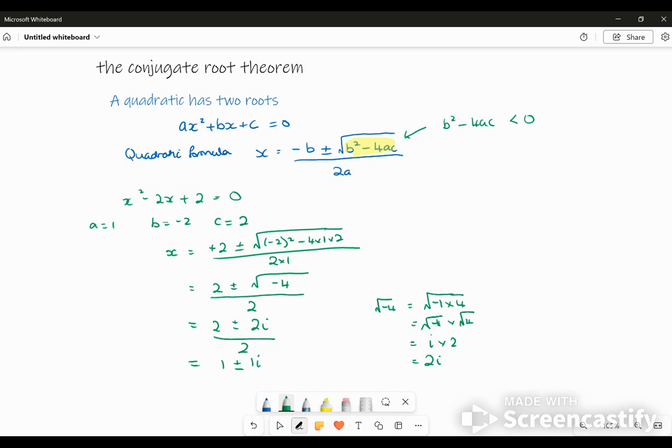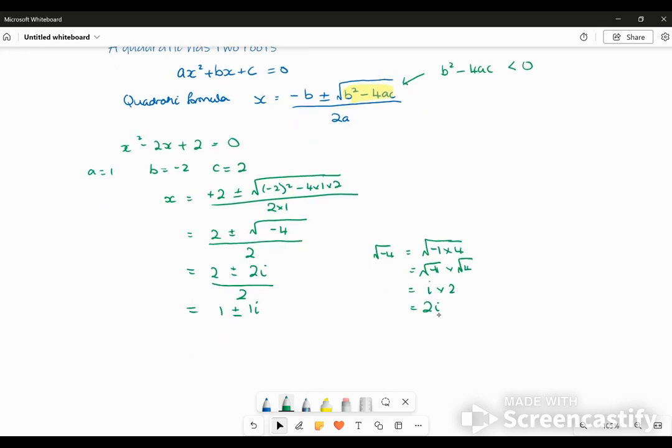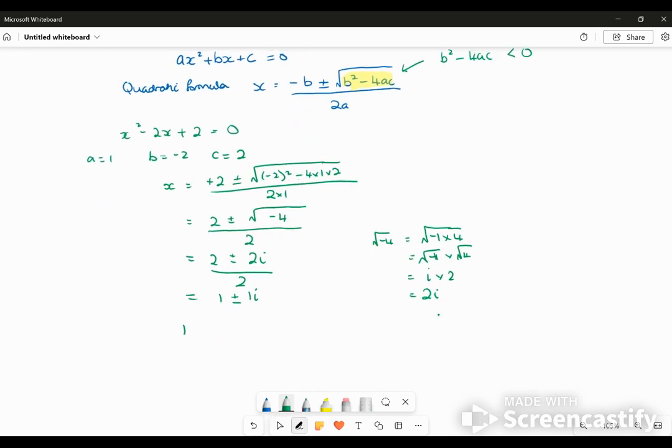Now, that means there are two solutions, and the two solutions are going to be 1 plus 1i, or just 1 plus i. Let's just write it as 1 plus i, or 1 minus i. So that's our solutions for x. Notice that this one here is the conjugate pair of this one.